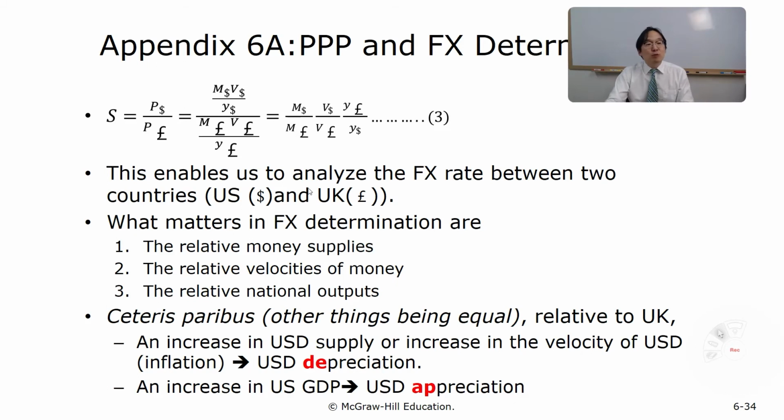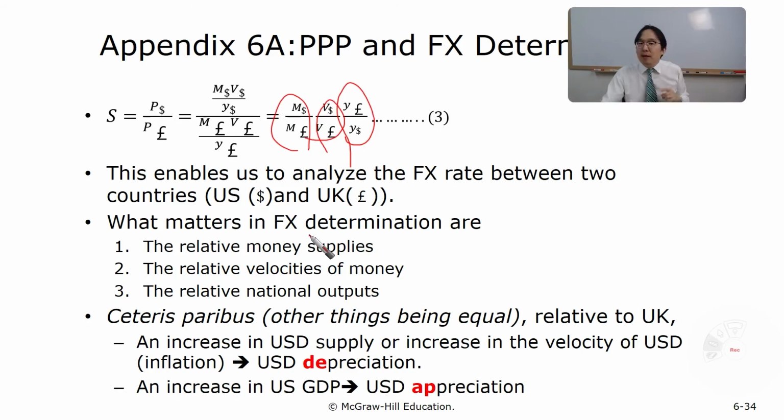So this enables us to analyze the FX rate between two countries, the US and UK in this example. What matters in FX determination are, one, the relative money supply. That's this guy, the money supply differentials. And then the relative velocities of money. That's this guy. And then relative national outputs, like this. Three different fundamental components determining or explaining the FX of two different countries. This is one of the many models you could say, but this is a very important one.